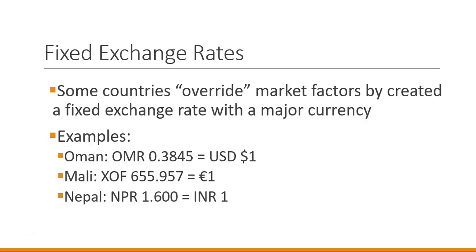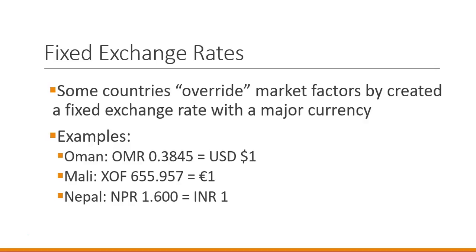In some countries, the currency of the country is pegged to a major international currency, with no change in the relationship between the two. That is a fixed exchange rate. So the country is, in a sense, overriding supply and demand market factors by fixing the rate of exchange, pegging their currency at a set exchange rate to a major international currency.